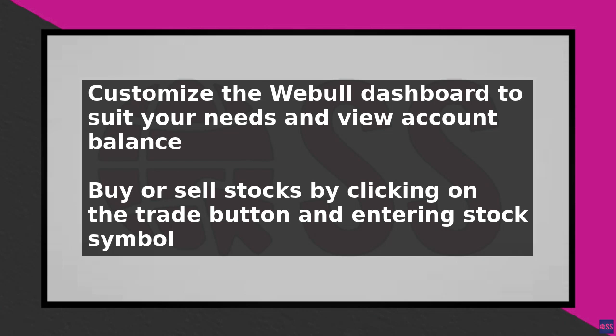To place an order, select the order type and enter the quantity of shares you want to buy or sell. You can also set a price alert to notify you when a stock reaches a certain price. Webull also offers a paper trading feature that allows you to practice trading with virtual money.